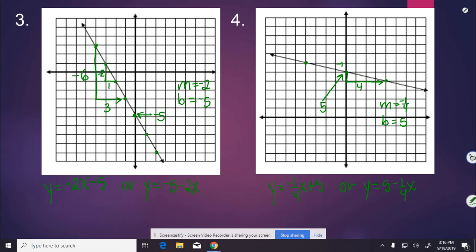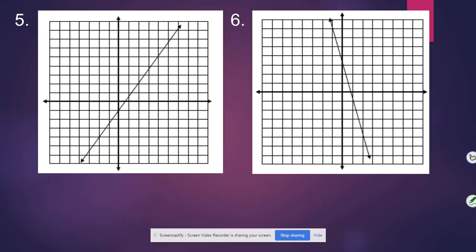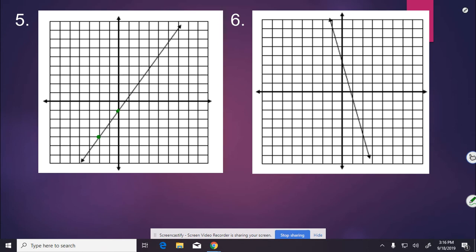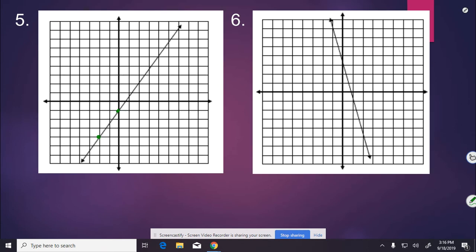Okay, again, hopefully you're getting this and you see how all of these numbers are coming into play. All right, let's see what we got next. 5 and 6. Okay, so for number 5, again, we want to look for points that cross. This one here, this one here, this one here, and follow the pattern. This one here should cross.